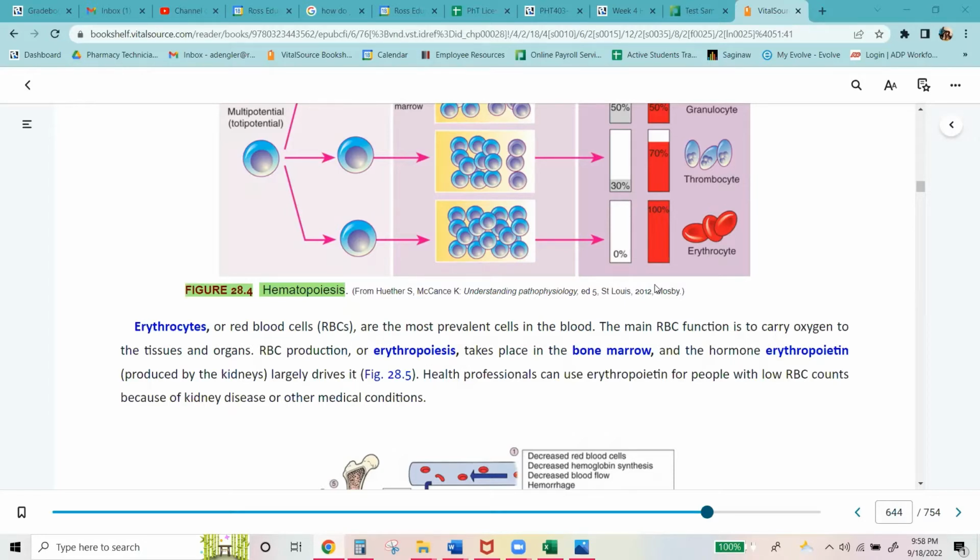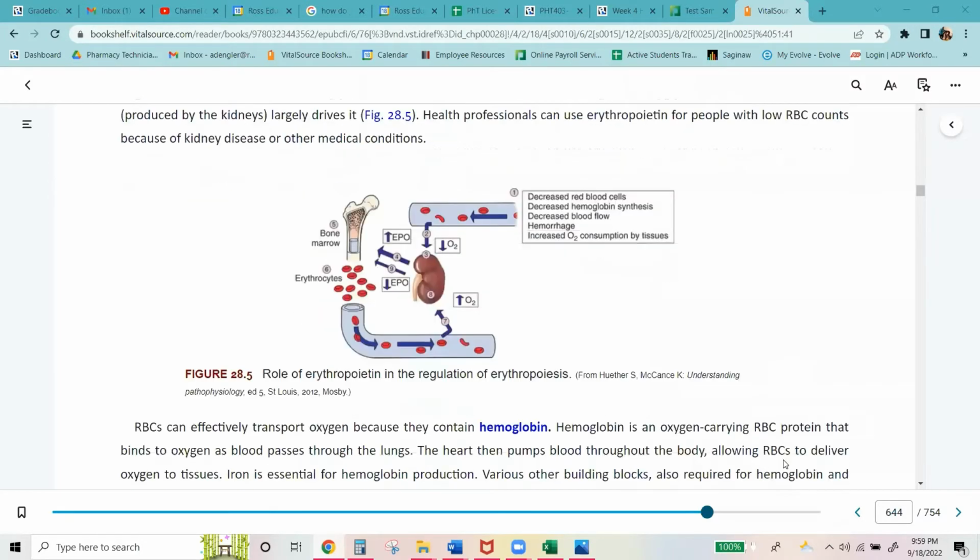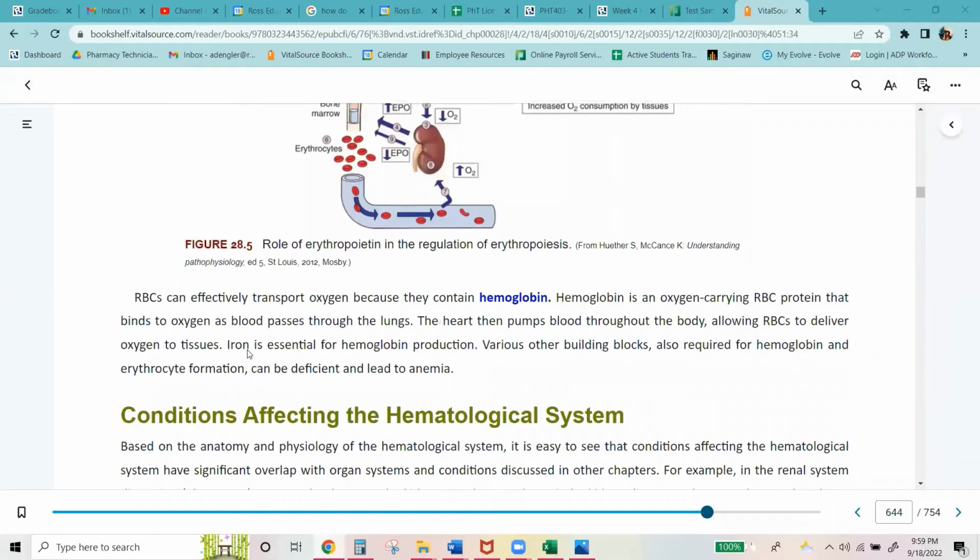Erythropoiesis is red blood cell production. It takes place in the bone marrow, and the hormone erythropoietin largely drives it. Red blood cells can effectively transfer oxygen because they contain hemoglobin. Hemoglobin is an oxygen-carrying red blood cell protein that binds to oxygen as blood passes through the lungs.